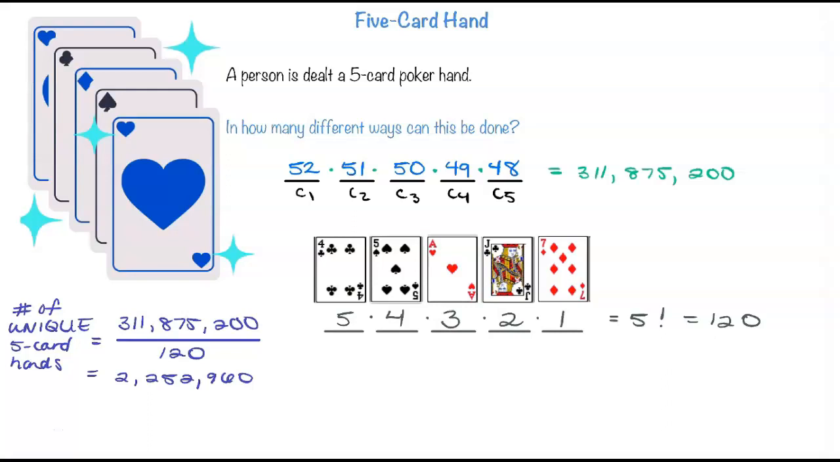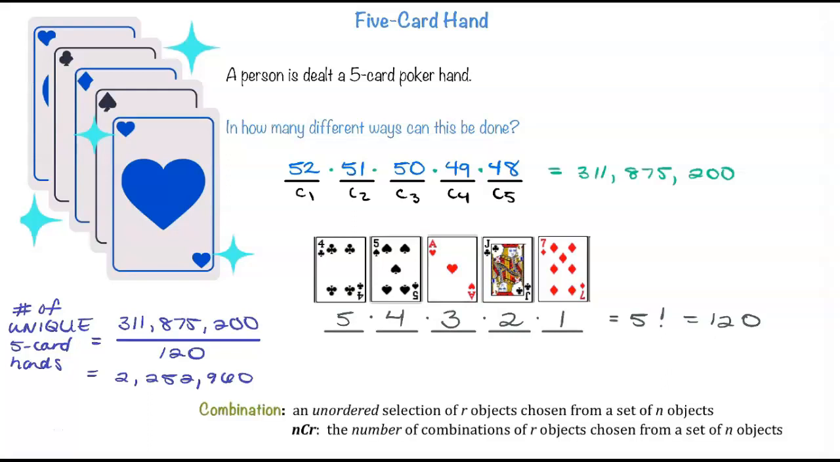This is an example of a combination. A combination is an unordered selection of r objects chosen from a set of n objects. The key word here is unordered. In this situation, the order of the cards did not matter, so we needed to treat this situation a little differently from the last situation where order did matter. Let's take a look at how combinations are calculated.